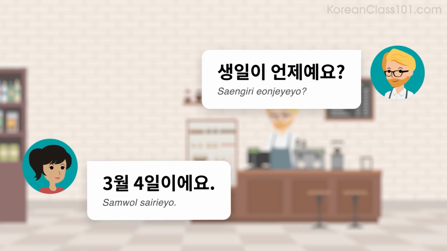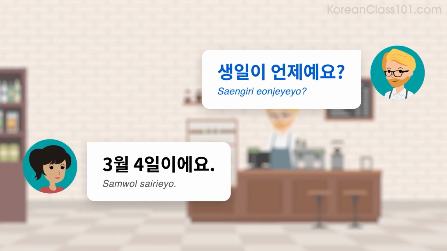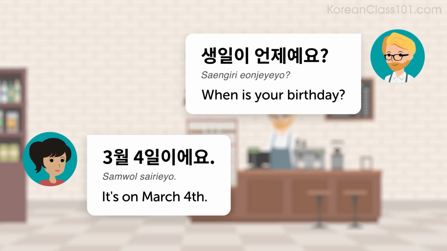Listen to the dialogue. 생일이 언제예요? 3월 4일이에요. Once more with the English translation. 생일이 언제예요? When is your birthday? 3월 4일이에요. It's on March 4th.